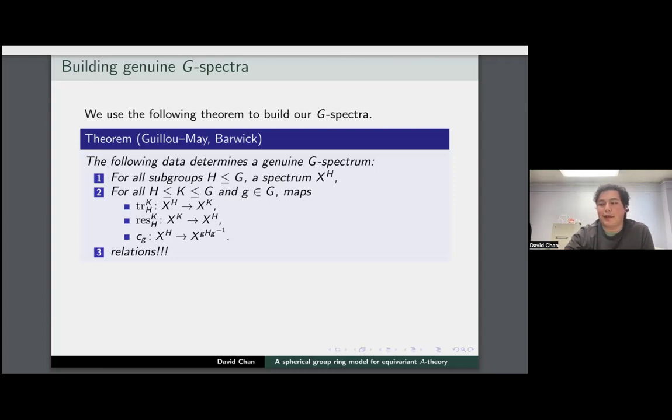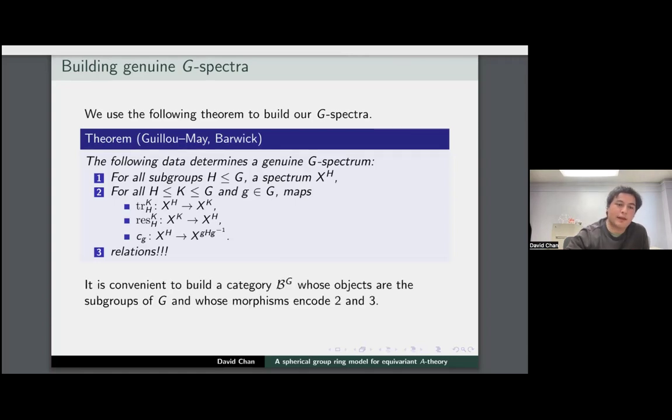I should say I'm being fairly imprecise here. When I say the following data determines a genuine G spectrum, this is just the general sense of how this is supposed to go. How do we do this in practice? You shouldn't really write out these maps. You should build a category, BG, whose objects are the subgroups of G, and then the morphisms encode the maps transfer, restriction, and conjugation, as well as all the relations. And then you should think of this as a functor from BG to spectra.